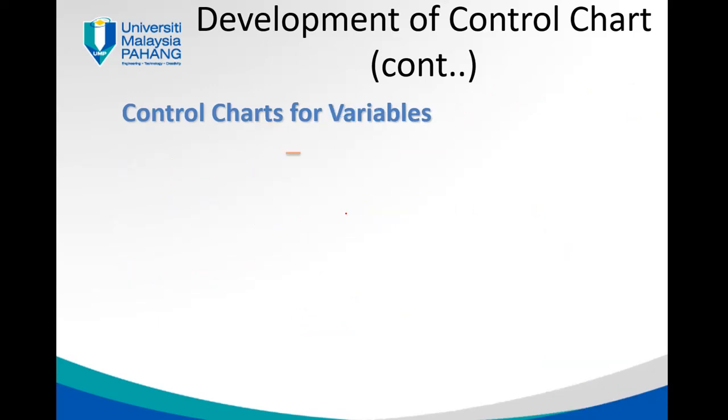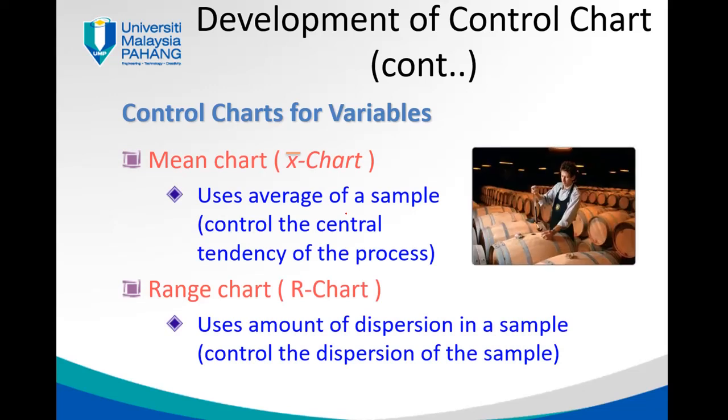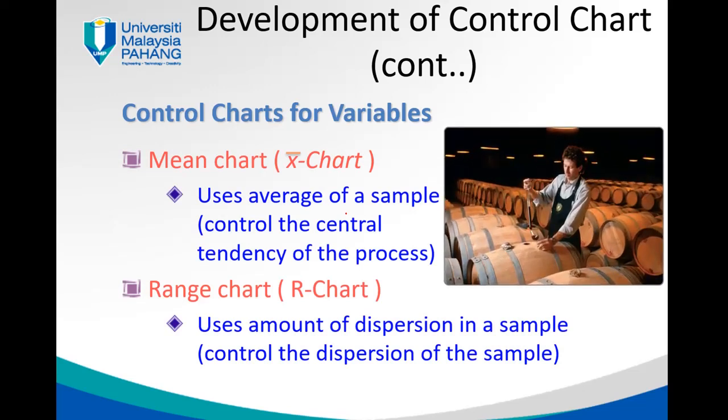Then control charts for variables. We also have two control charts for variable data. The first one is the mean chart, better known as the X bar chart. It uses the average of the sample and controls the central tendency of the process. X bar chart means that we plot the chart based on the mean value. Then the range chart, also known as the R chart, uses the amount of dispersion in the sample, so this one is based on the range.